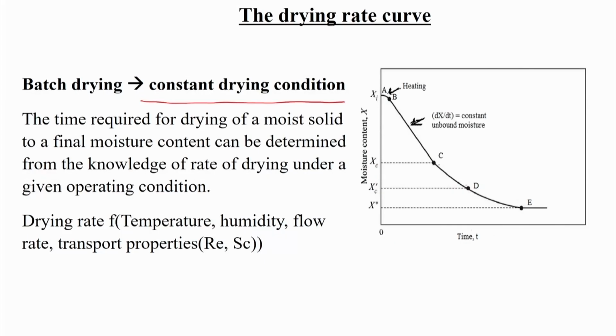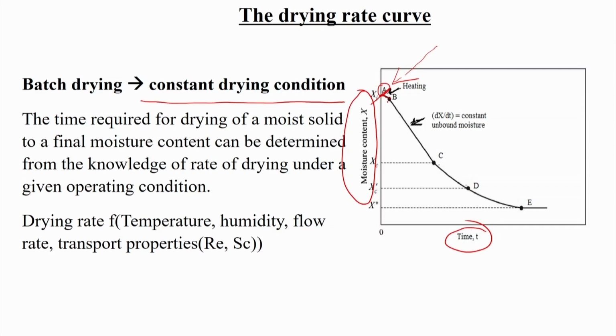Let us take this graph of time versus moisture content. In the beginning we have a huge amount of moisture, x_i, at point A. From A to B, when the heating started, some initial adjustment takes place, and that is why the moisture content shows a small decrease from A to B during this initial adjustment, or heating process.